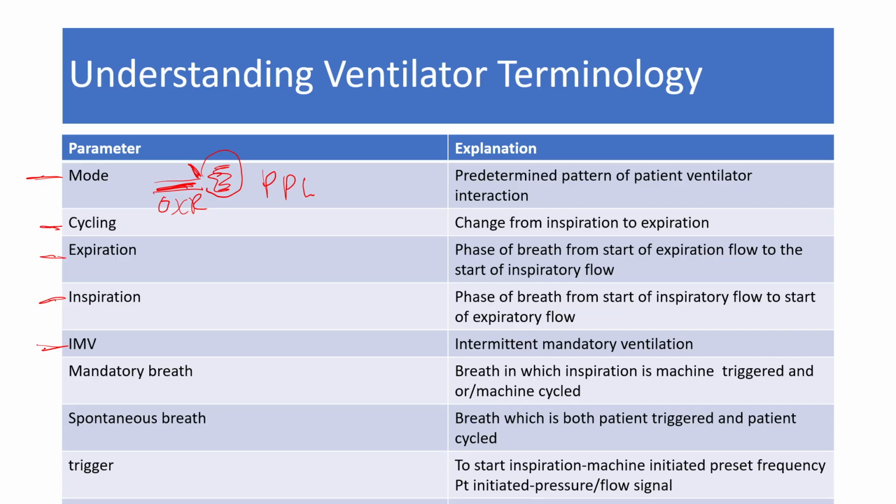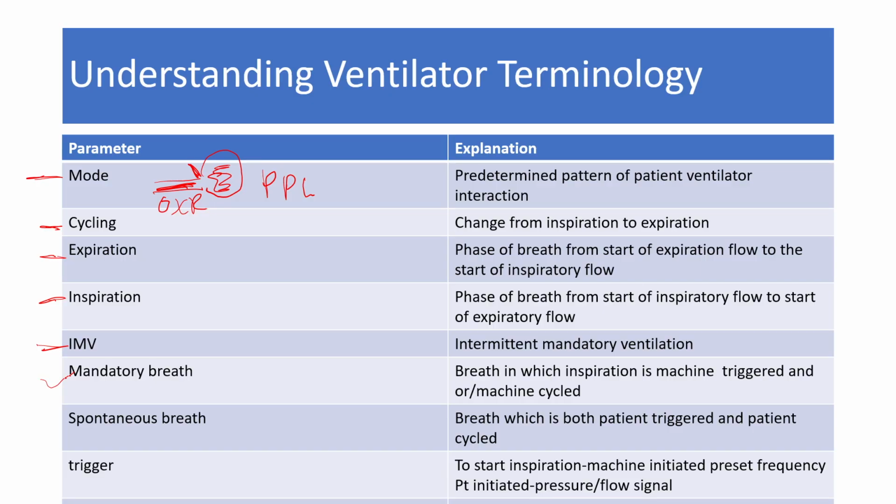Intermittent mandatory ventilation is the time cycle. Sometimes if you keep the patient on SIMV mode, synchronized intermittent mandatory ventilation, and you have set a respiratory rate of 20, that is 20 breaths per minute, that is one breath every 3 seconds, and if your I:E ratio is 1:2, so after every 3 seconds the breath will be initiated. That is the time cycle intermittent mandatory breath.